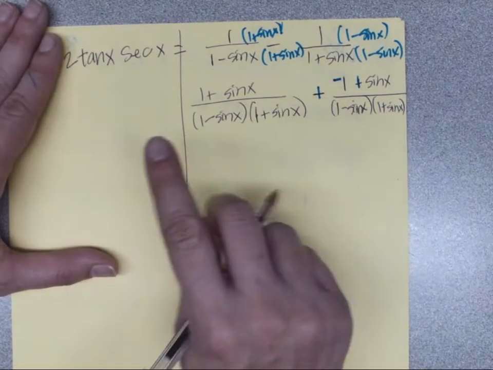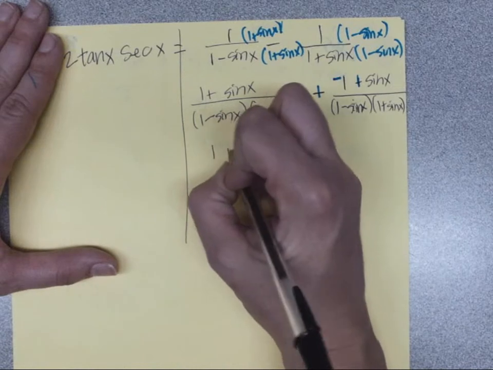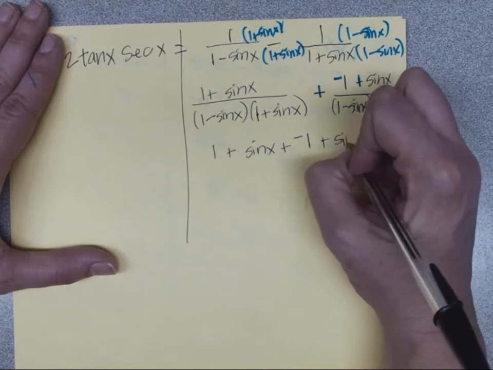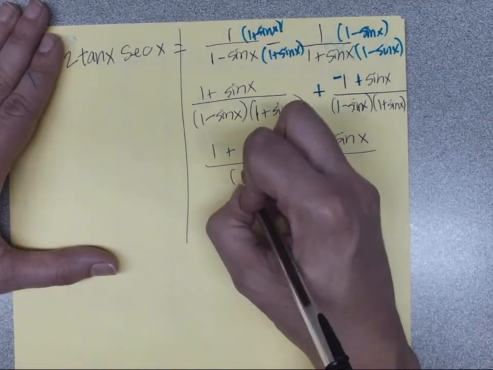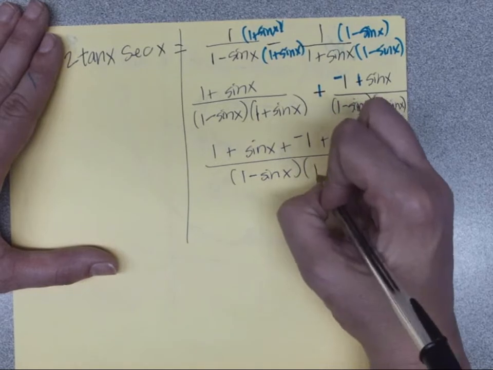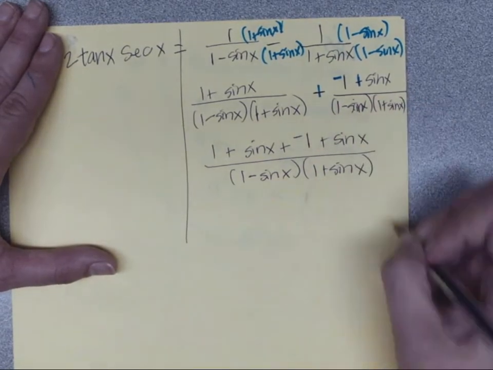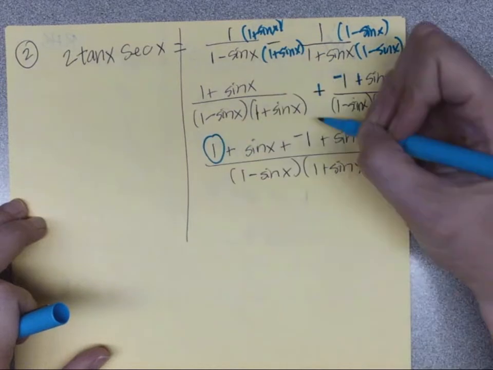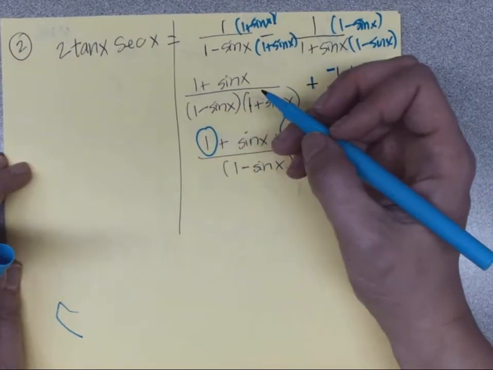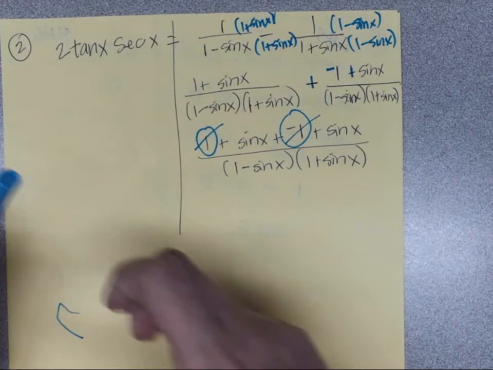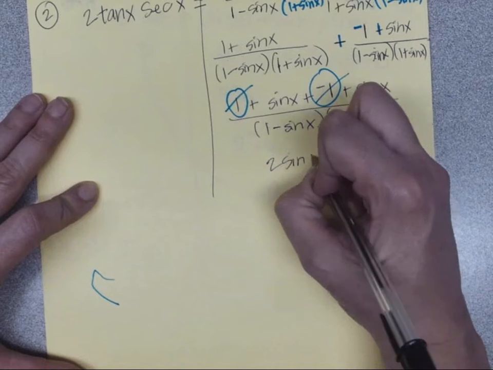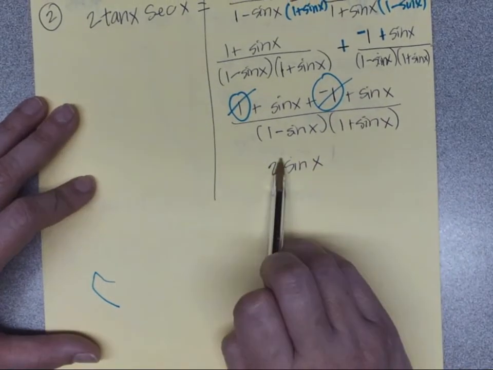So when I combine like terms, when I add across the top, keep the bottom, I'm left with 1 plus sine x plus negative 1 plus sine x all over 1 minus sine x times 1 plus sine x. So now let's see what we can do to simplify this a little bit. If you look on top, 1 plus negative 1 is 0, so those undo each other. And then sine x plus sine x is 2 sine x, not sine squared x, because they're not multiplied, they're added together. So I have 2 of them now.